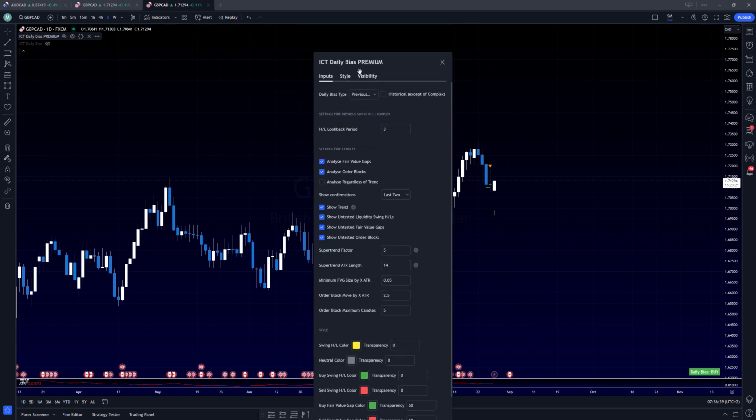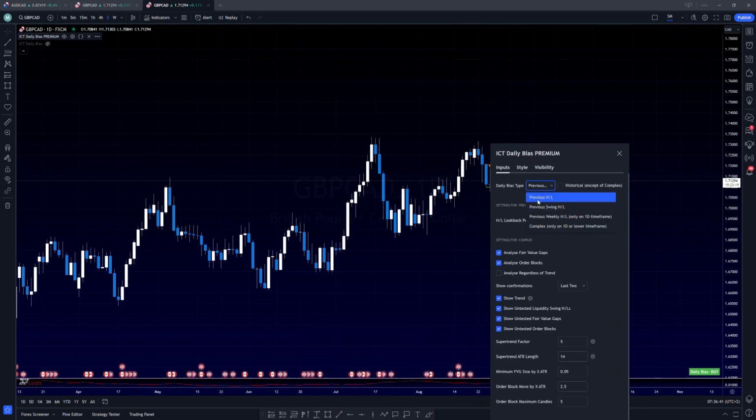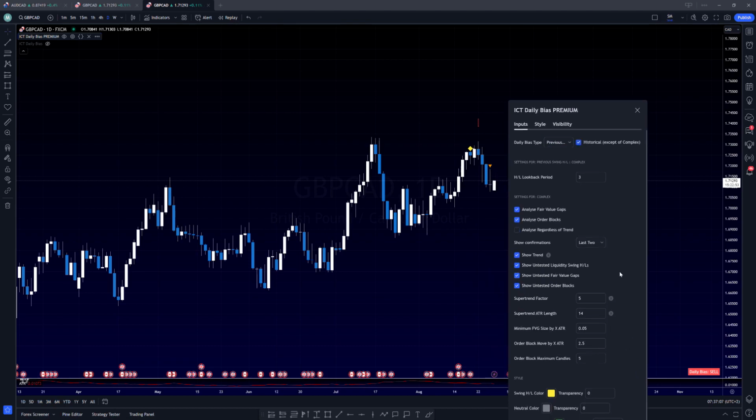And here we have the premium indicator. So we have daily bias types the same as the previous high low and the previous swing high low. And here we have two more. One is previous weekly high low. As you can see, this only works on the 1 day time frame. This one can be run on lower time frames, but the best is to use it on the daily time frame. So we can also show historical.